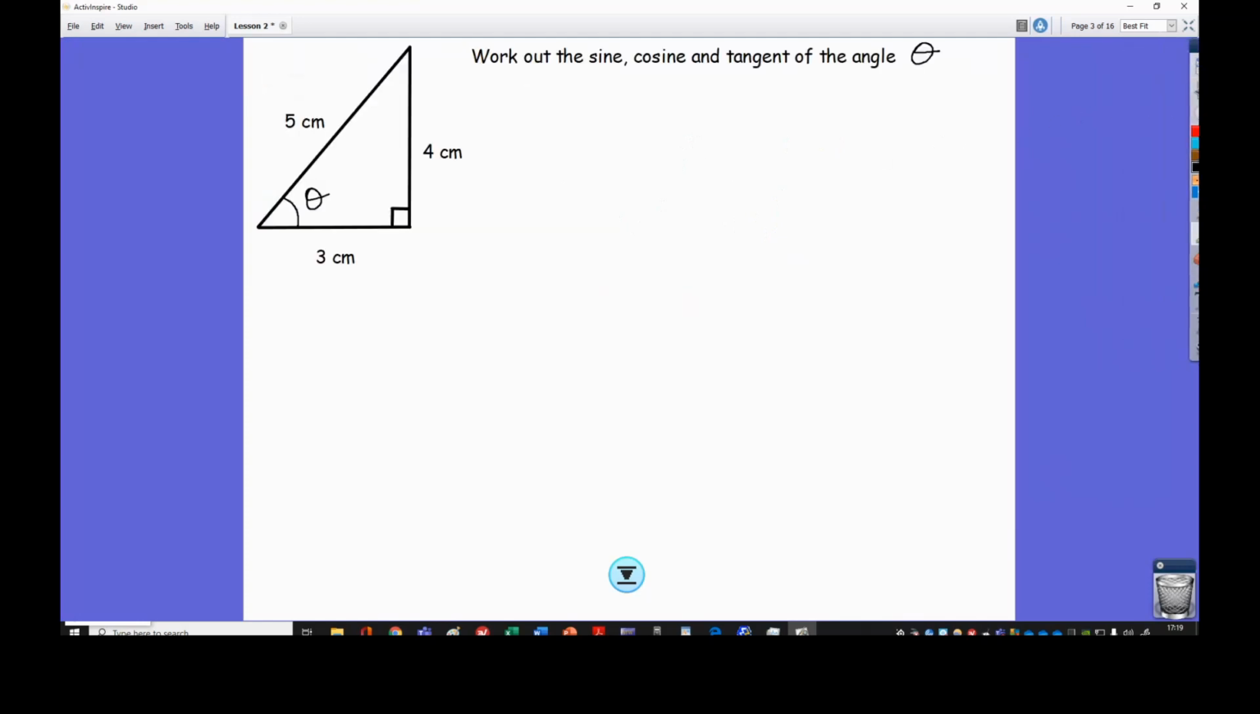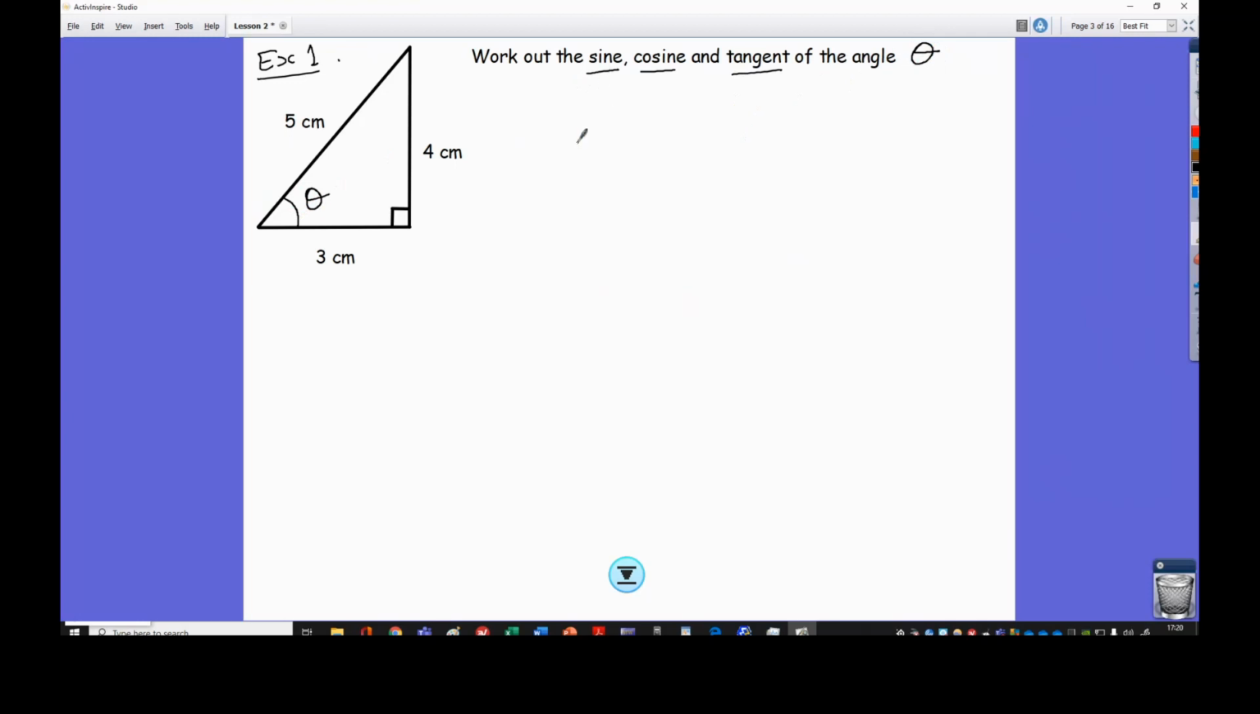So what you should see now, if you're following it straight from your book, that's fine, or if you're following from the sheet, we're going to go through some examples now of finding the sine, cosine, and tangent of the angles labeled. So for example number 1, this one here, we want to work out the sine, cosine, and tangent of the angle theta. So that is not a 0, that is a theta. It's just a letter that we use for angles, a Greek letter.